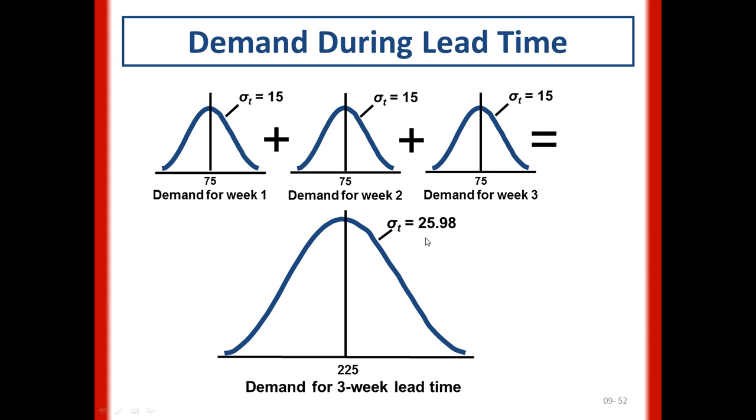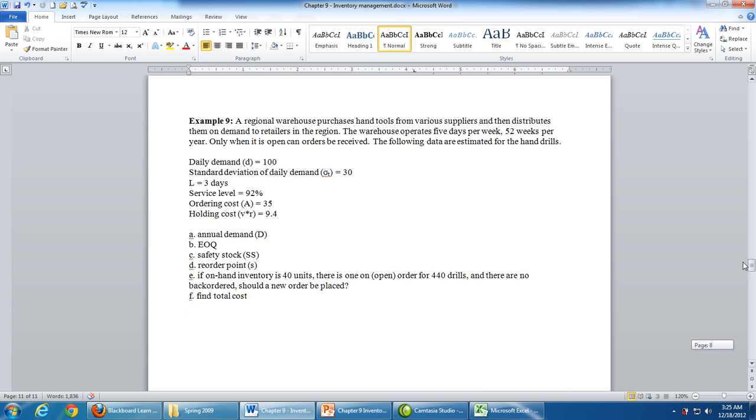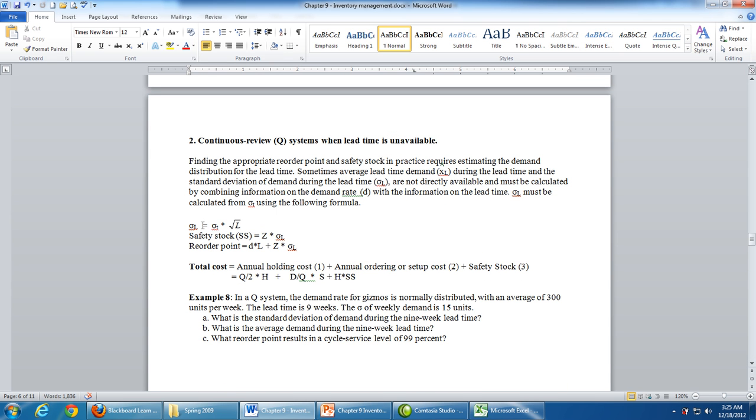That's not right. In order to find the standard deviation of lead time, we must convert sigma T into sigma L by using sigma L equal sigma T times square root of lead time. Let me show you the formula on the note. Sigma L equals sigma T times square root lead time. Safety stock equals Z sigma L. Reorder point equals D times L plus Z sigma L.